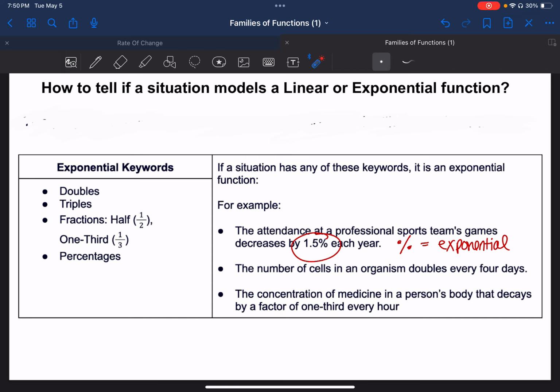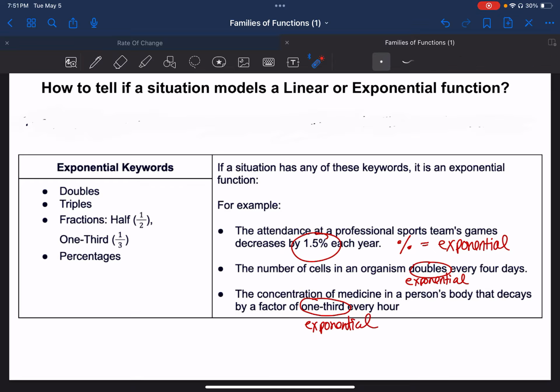Okay, let's look at a second scenario or situation. The number of cells in an organism doubles every 4 days. So here we have this keyword doubles. So doubles tells you right away that we're dealing with an exponential function. And the last one, the concentration of medicine in a person's body that decays by a factor of 1/3 every hour. So 1/3 is a fraction. So that means we are dealing with an exponential function.